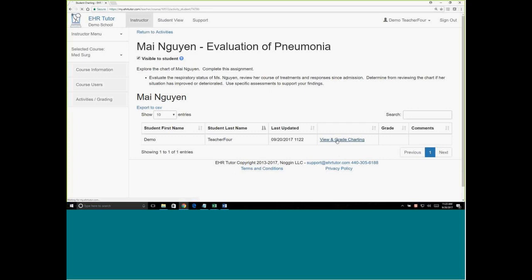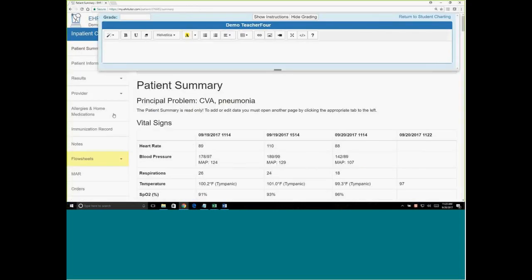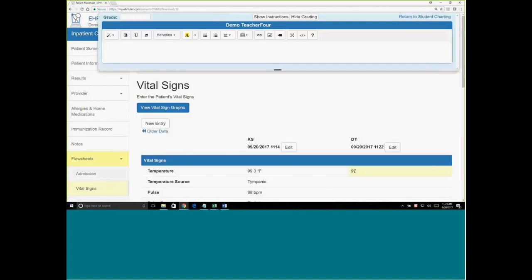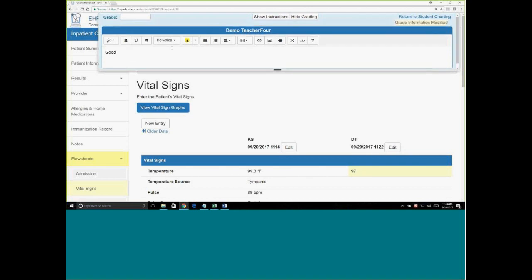When I click on this, and my computer's running slow, I can see exactly where the students have charted because it's highlighted in yellow. And when I go to that flow sheet, even the area that they charted in is in yellow. So it's very easy for an instructor to be able to go through a chart and put the grading in here. They can then put their feedback up at the top so the students can see this. They can give it a grade, however they grade, whether it's pass, fail, or numbers or points. And then they can move on to the next student. So it's very, very easy.